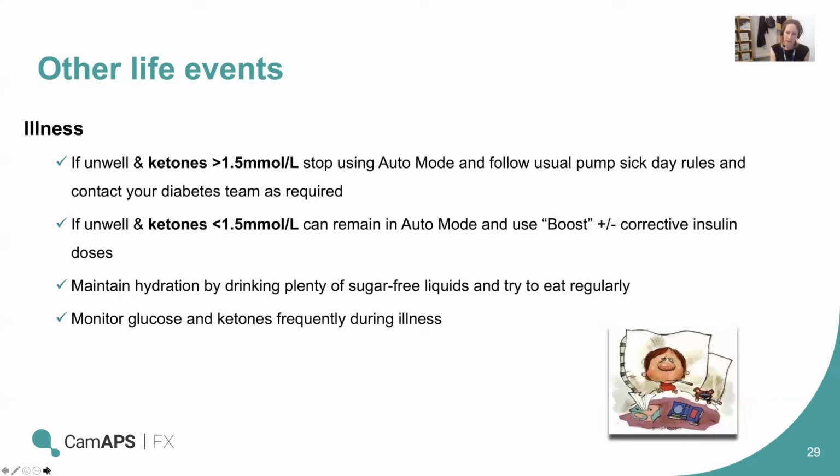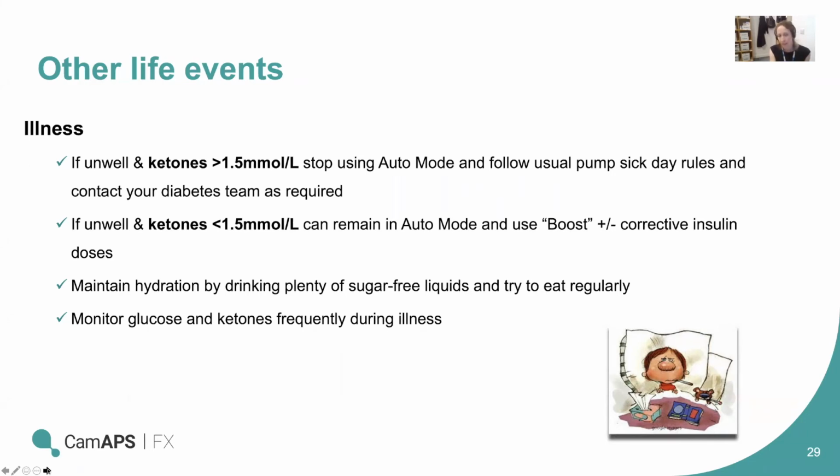Something else that we've covered in previous webinars, but just as a reminder. In terms of illness, this is generally our guidelines for adults using the closed loop system. If you're unwell and you've got blood ketones that are greater than 1.5, we do recommend that you stop using auto mode and resume your usual pump sick day rules. And if you're not able to get the ketones down, contact your diabetes team as you would normally.